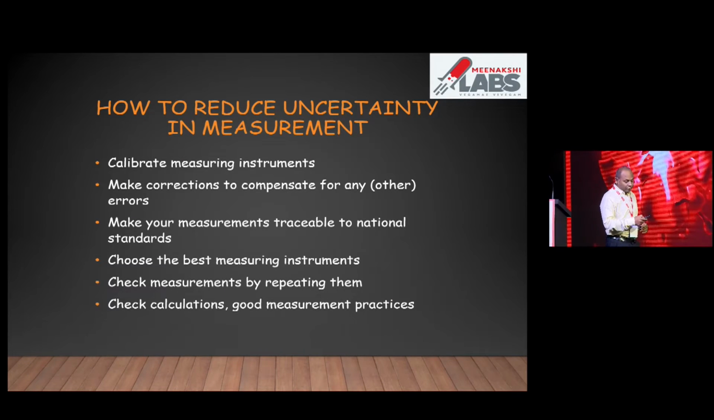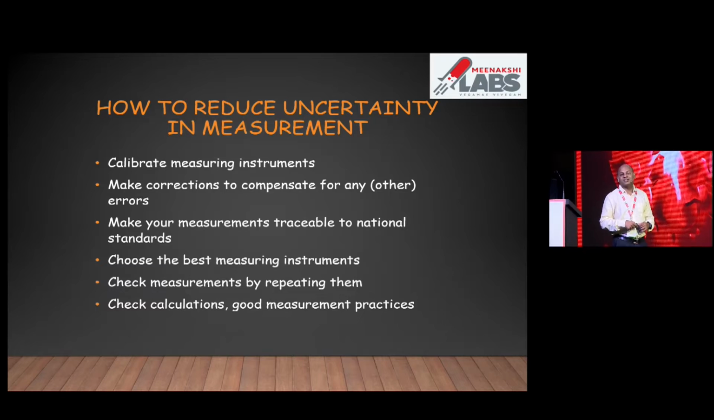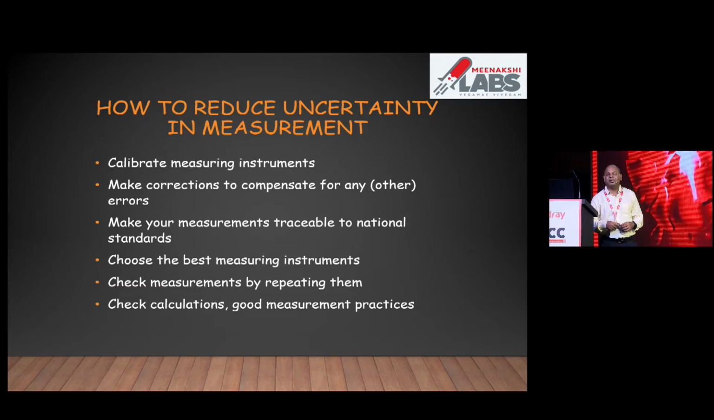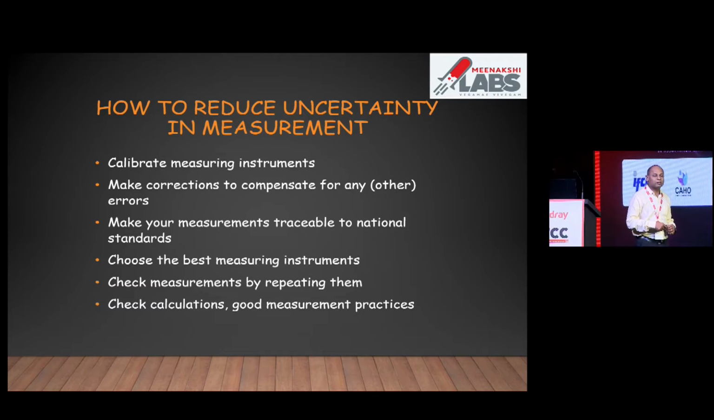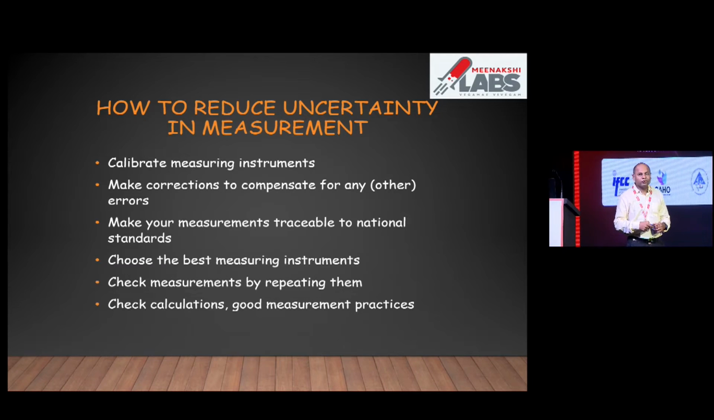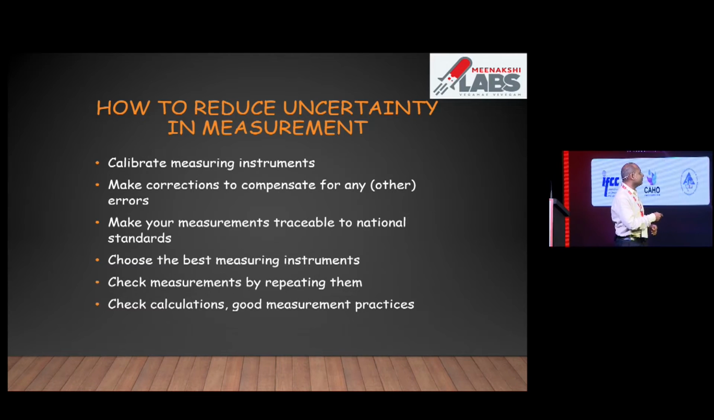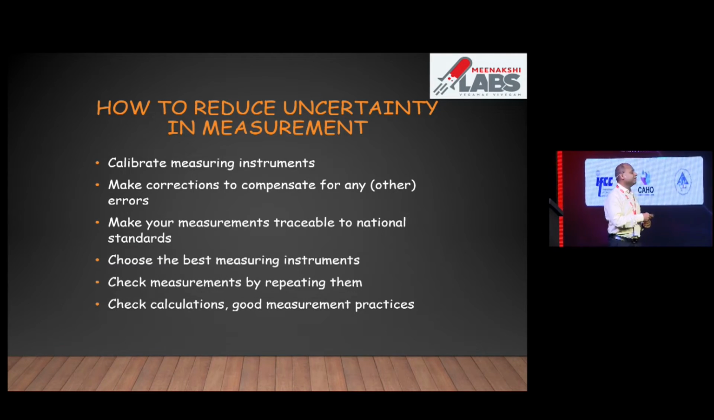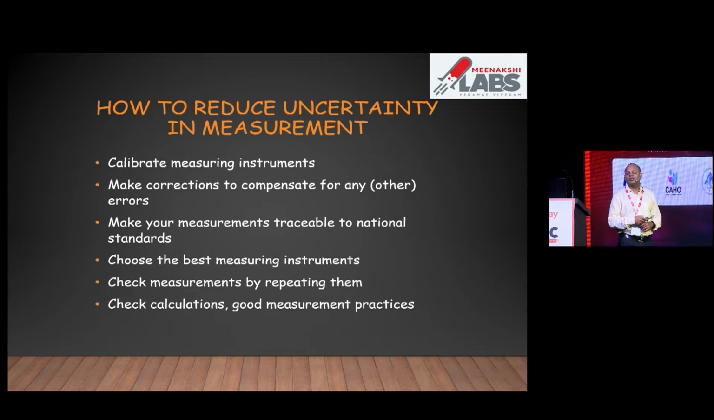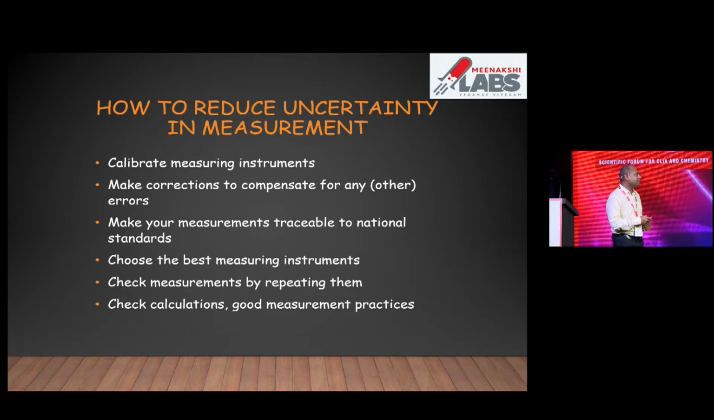Now, how to reduce those sources of measurement uncertainty? Once we have seen the measurement uncertainty in your qualitative test and quantitative test, how do we reduce these sources of variation? First of all, you have to calibrate measuring instruments. Whatever instruments we are using in the laboratory should be appropriately calibrated.